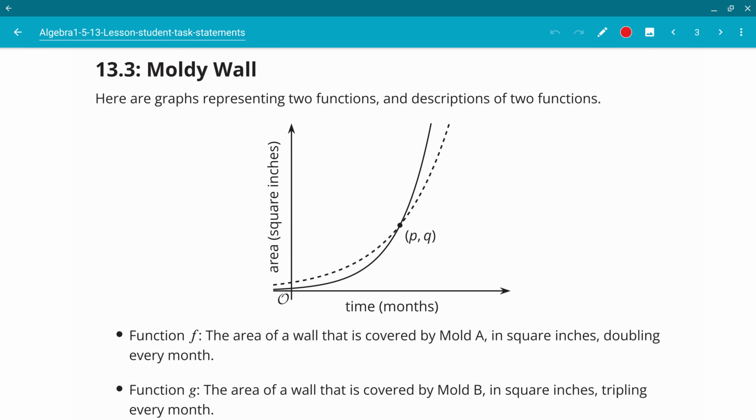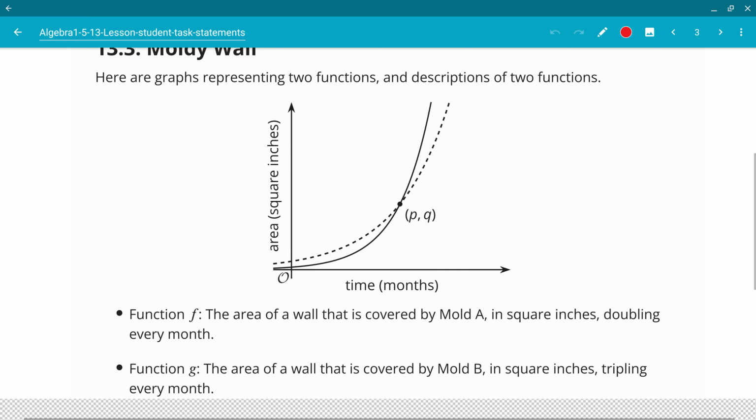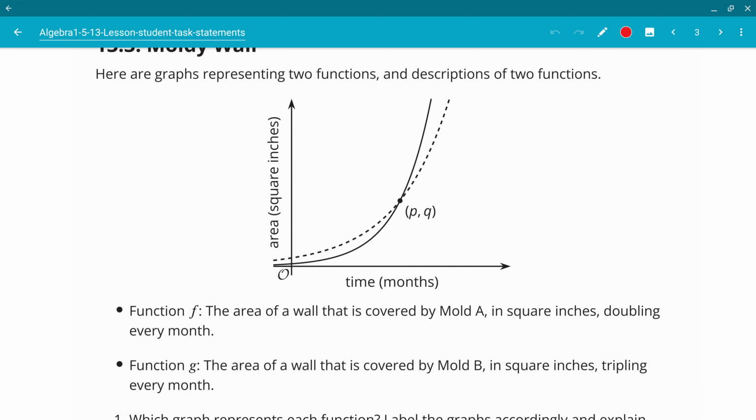Here are graphs representing two functions and descriptions of two functions. So we've got a graph of function f and function g. Function f is the area of a wall that's covered by mold A in square inches, doubling every month. Function g is the area of a wall that's covered by mold B in square inches, tripling every month. We've got time in months on the horizontal axis, and then area in square inches on the vertical axis.